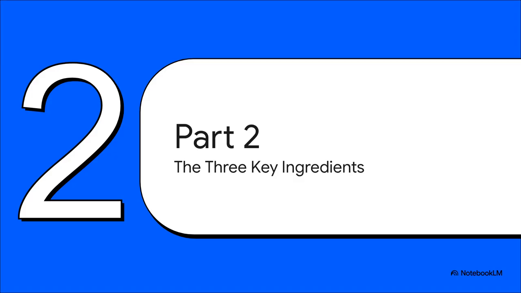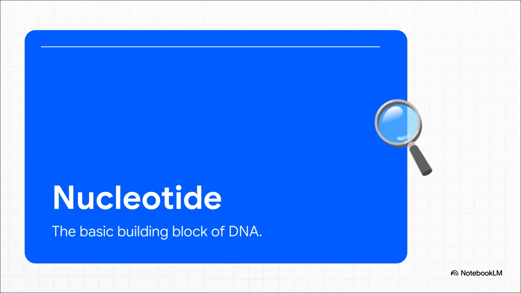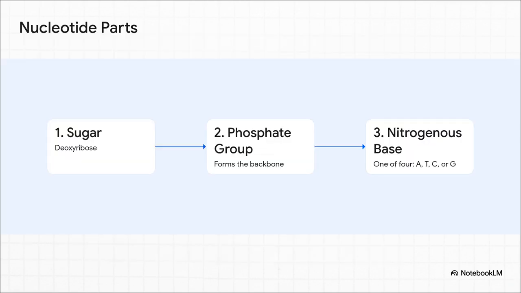All right, now we're going to zoom right in. Forget the staircase for a second. Let's look at the individual bricks and mortar that build it. We're going to break DNA down into its three key ingredients. The most basic, single repeating unit of DNA is called a nucleotide. The easiest way to think about it is like a single Lego brick. You take billions of these nucleotide bricks and link them all together to build the entire massive DNA molecule. And get this, every single one of those Lego bricks is made of the exact same three smaller parts. You've got a sugar, specifically deoxyribose, a phosphate group, and then number 3, a nitrogenous base.